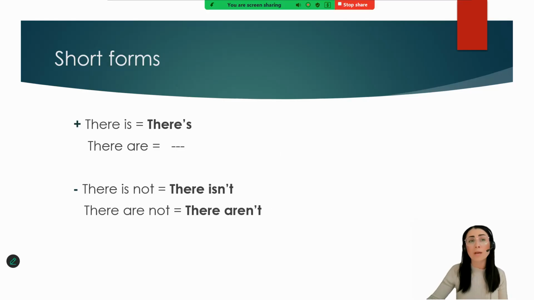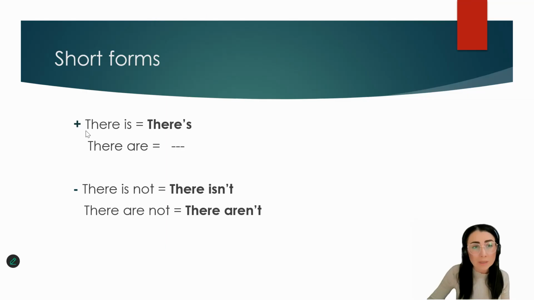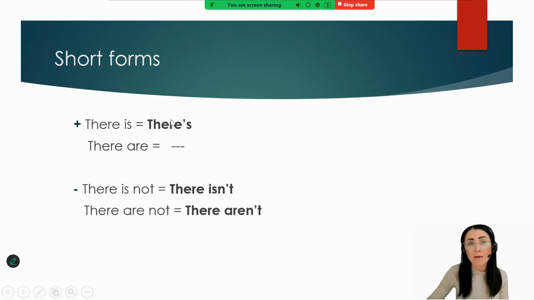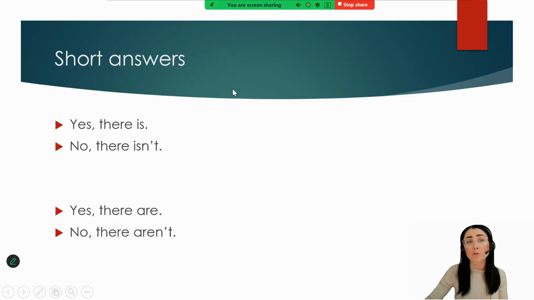And as usual, we have some short forms. But look at this. There is has a short form, there's. But there are doesn't have a short form. It means that all the time we will use there are. There are many chairs. There are two tables. To make a short negative form, we join is and not. There isn't. There aren't. There isn't a table. There aren't two desks.